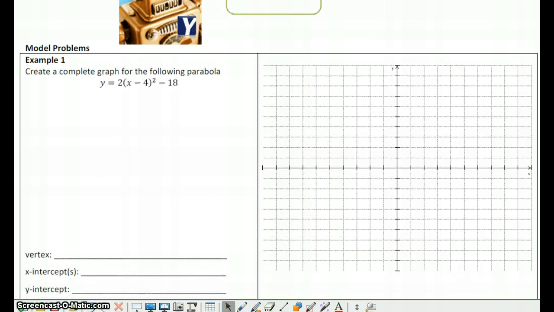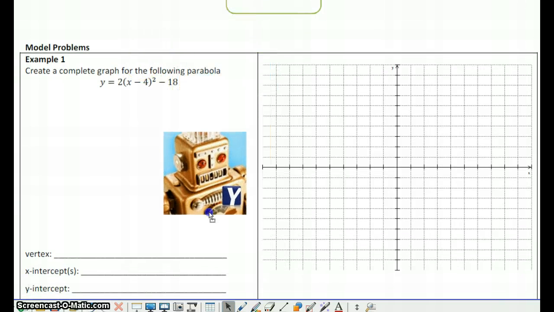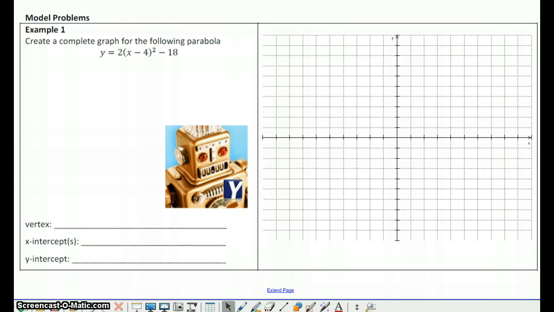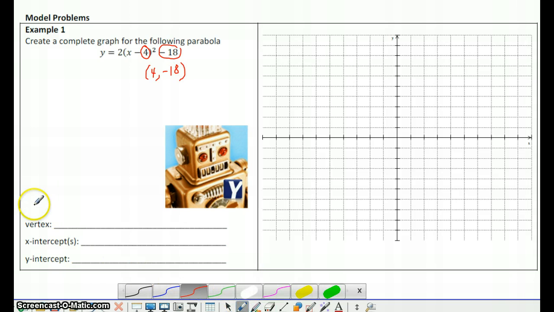So here's example 1. Gotta have our robot friend. Okay, so example 1, this is vertex form. Right here and here, this is going to be the vertex. So our vertex is (4, -18). In these examples, we're looking for these critical values, and it looks like we've already got one of them.